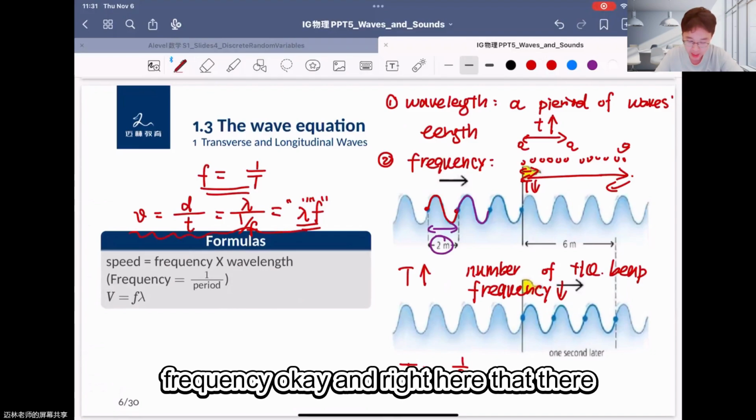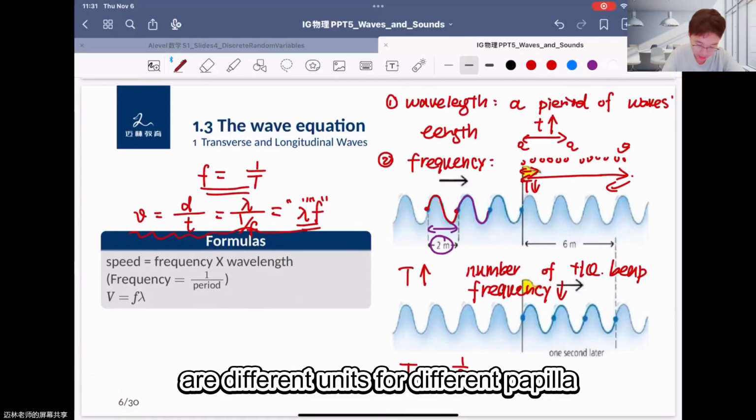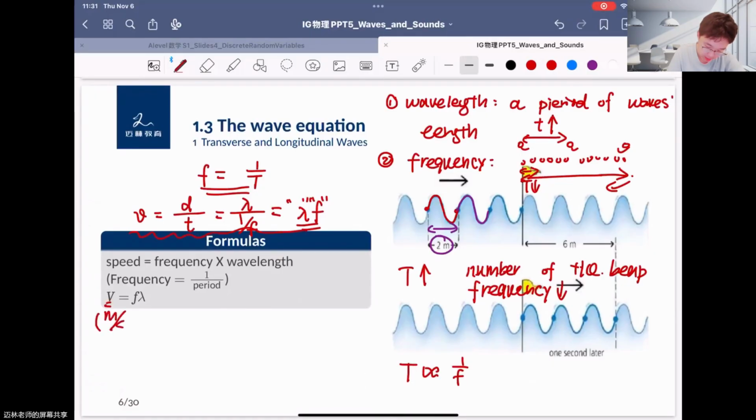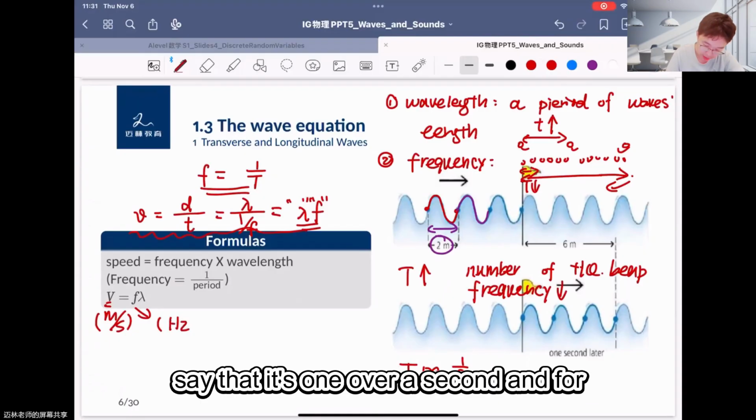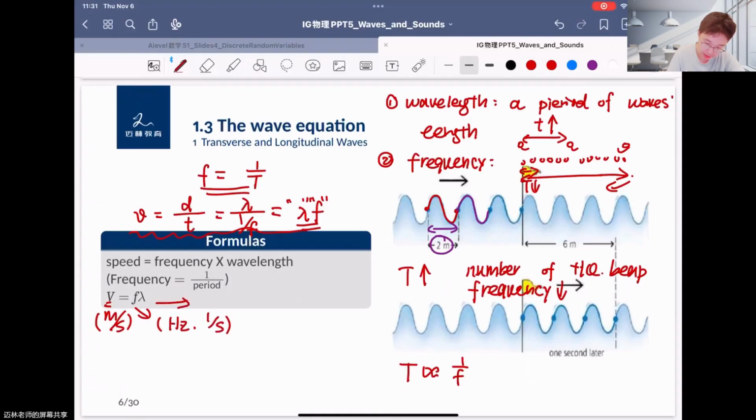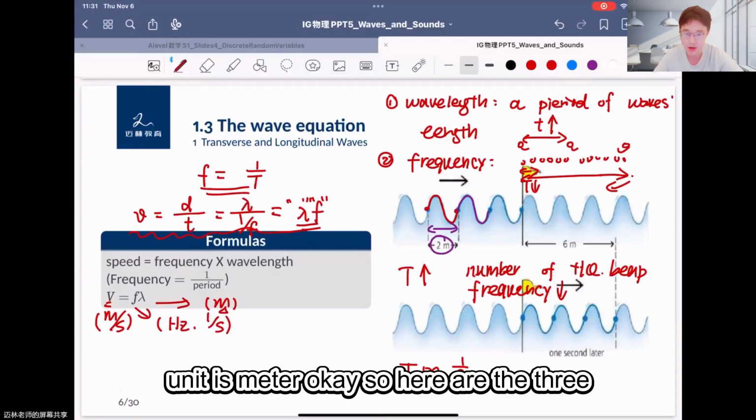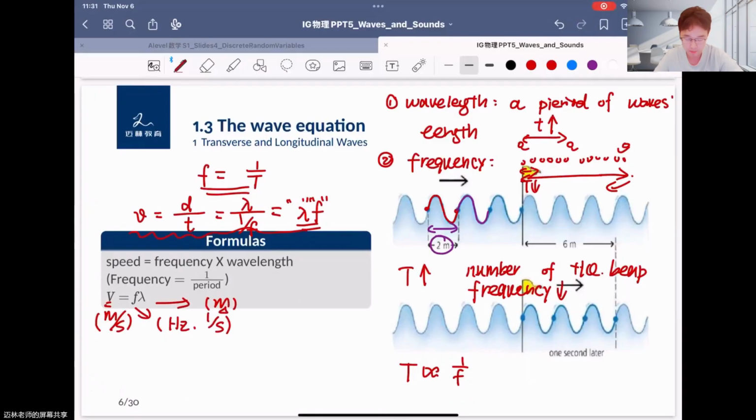And remember that there are different units for different quantities. Here the velocity unit is meters per second, right? For frequency, the unit is hertz, or you can say 1 over second. And for lambda, the wavelength, the unit is meter, okay? So here are the 3 different symbols and their units, okay?